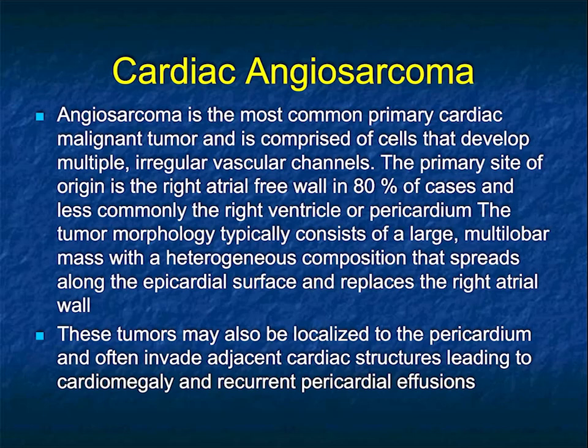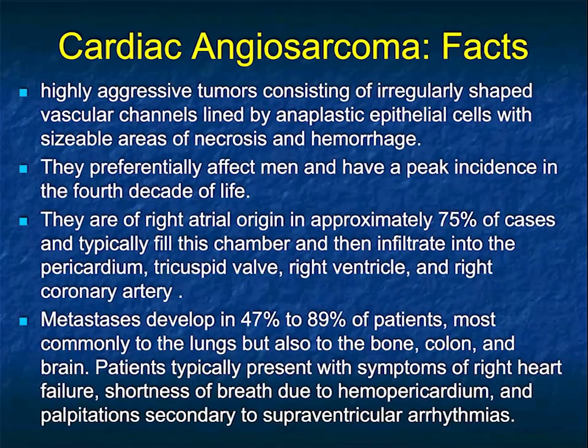It can spread along the course of the pericardium. It could invade adjacent cardiac structures and typically causes recurrent pericardial effusions. It's a highly aggressive tumor. They preferentially affect men and have a peak incidence in the 4th decade of life. As we mentioned, the majority are right atrial in origin, and they're really infiltrative. Most of the time I see extension along the pericardium, but you can have direct extension into the atrium and then involving the tricuspid valve, right ventricle, and even the right coronary artery.